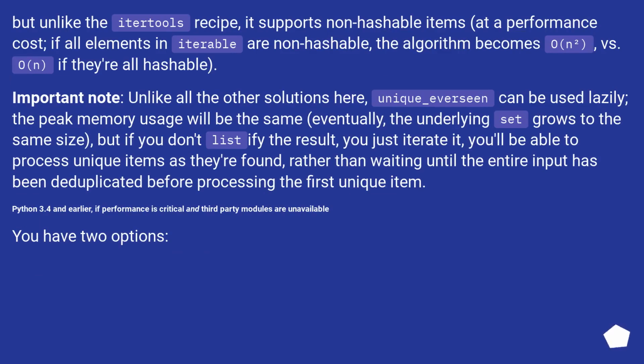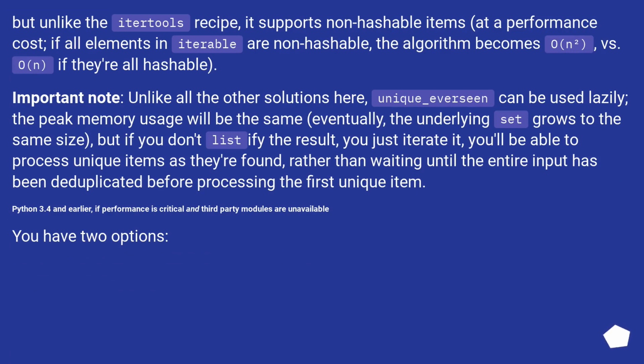But unlike the itertools recipe, it supports non-hashable items at a performance cost. If all elements in the iterable are non-hashable, the algorithm becomes O(n) squared versus O(n) if they're all hashable.